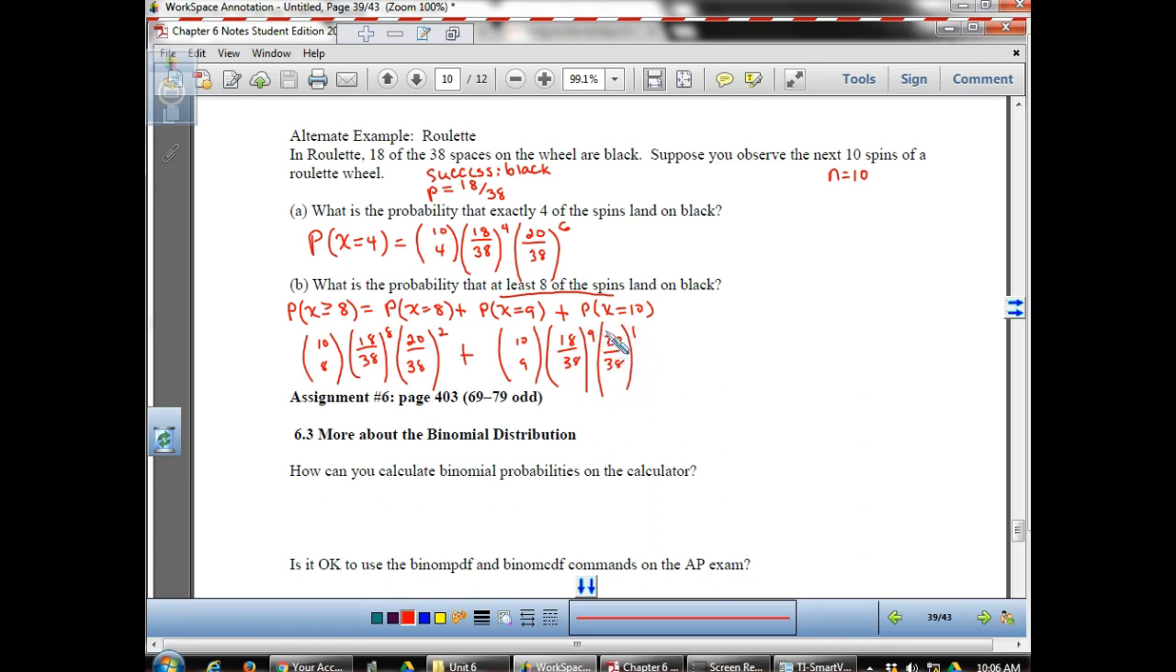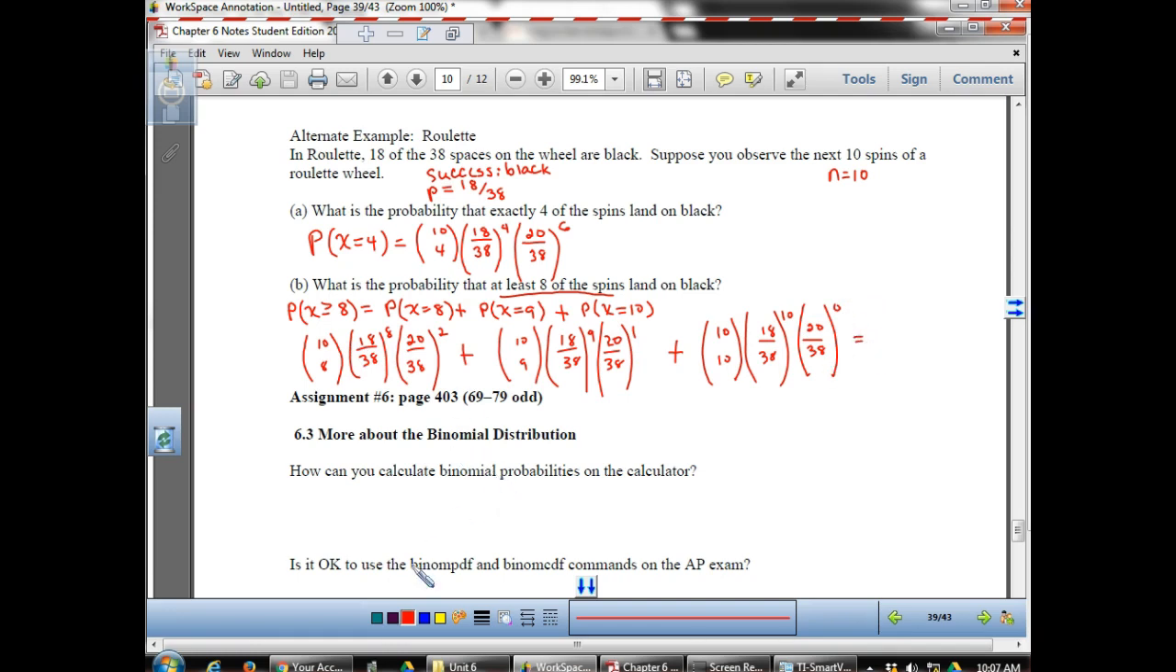You probably have noticed these exponents always add to the number of trials. And then I'm going to choose 10 out of 10. And then I'm going to have 18 out of 38 to the 10th. And then this remaining part is just the number 1, obviously, because I'm actually going to raise it to the power of 0. So this is just a number of 1. But that is how you would do it. You would set it up like that.